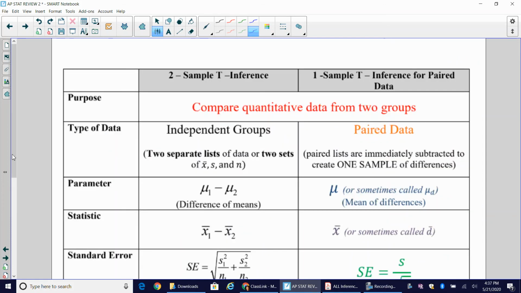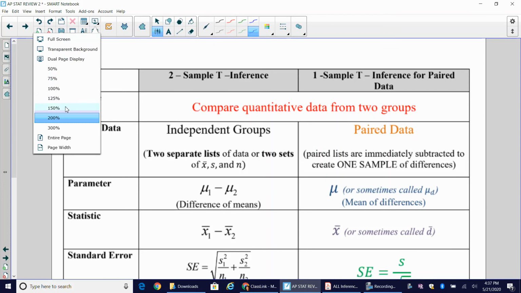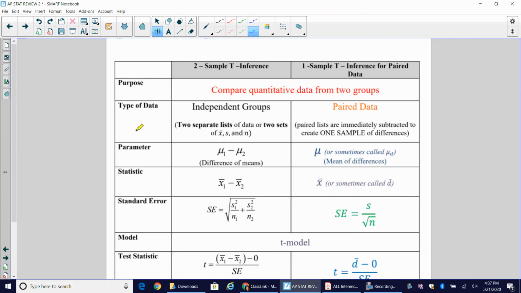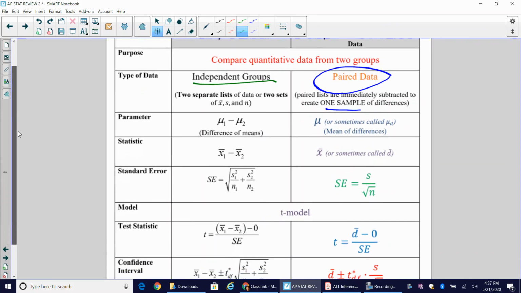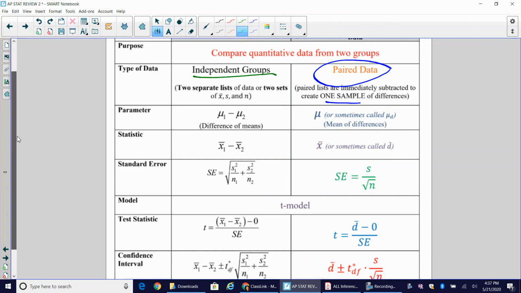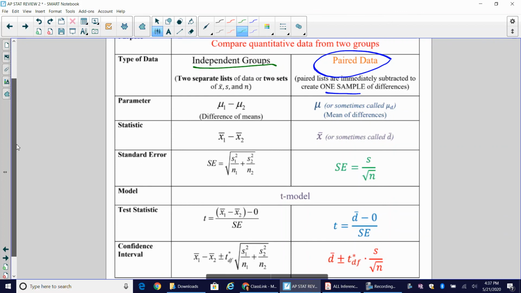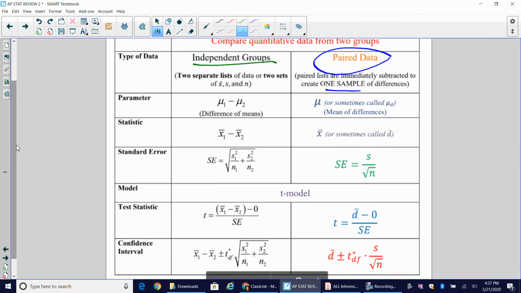Okay, so really what happens with this type of paired grouping is that it takes something that looks like it's got 2 samples and turns it into 1 sample. And you can see this breakdown here between what happens if you have independent groups versus paired groups and how your values change. Your parameter is different, your statistic is different. Okay, it still comes from 2 sets of data, but 1 is independent and 1 is paired.